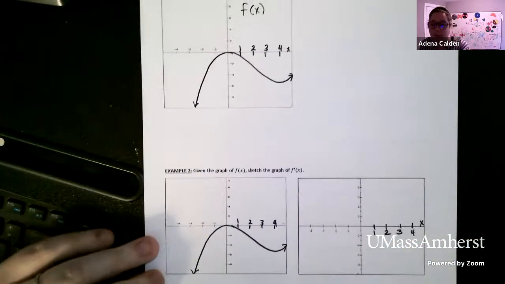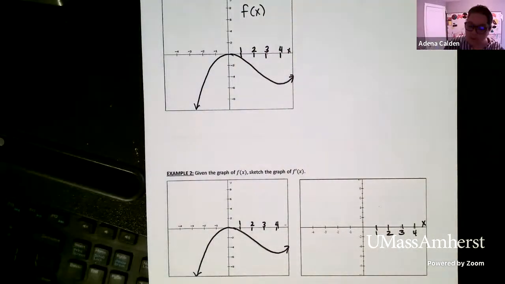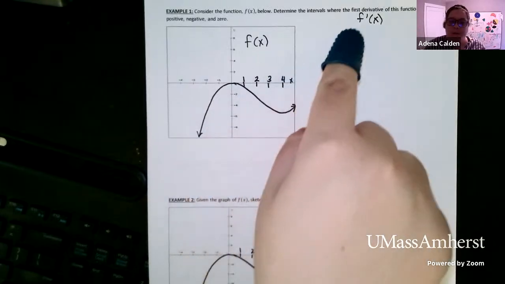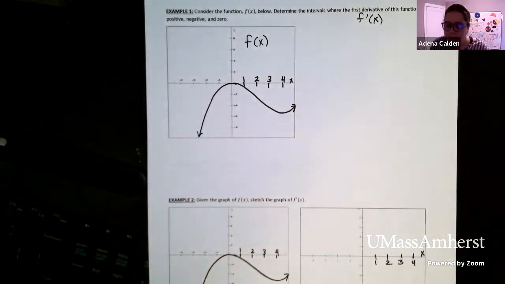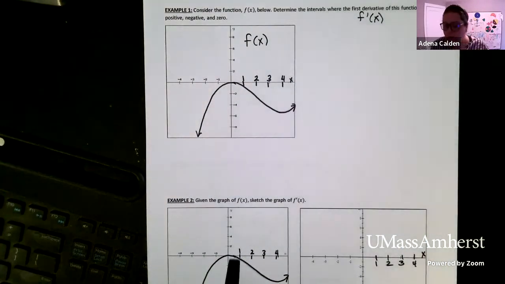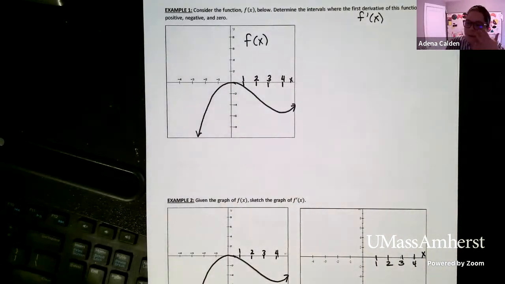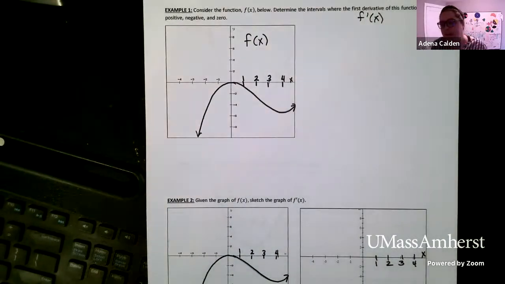as the original function. So I'm going to give you about 3 minutes to really think about this. Again, we're trying to use the original to figure out the sign of the first derivative. And then once we have those, we're trying to graph the first derivative. So take 3 minutes, try that out, see what you can come up with, and then we'll go through it together.